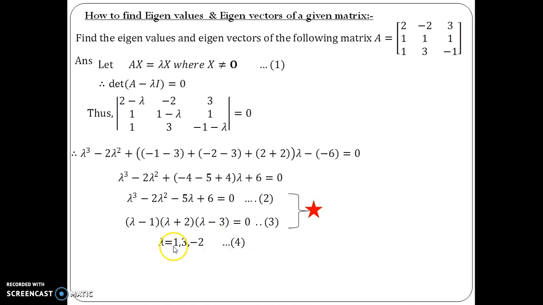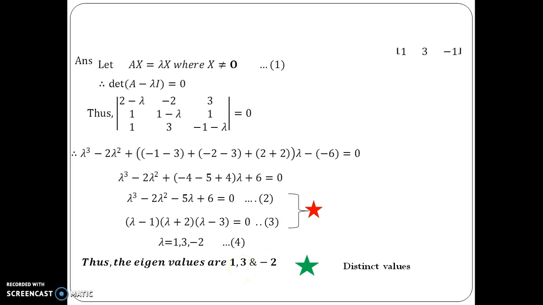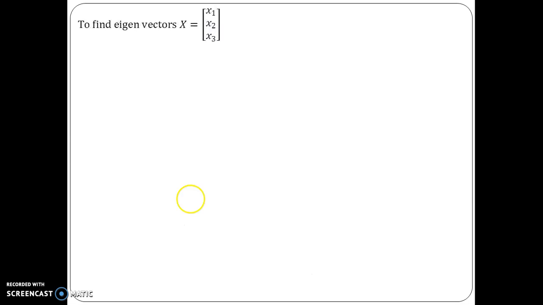Now coming back over here, lambda is 1, 3, minus 2, and so these are our eigenvalues. Having done that, we observe over here that they are distinct eigenvalues. Okay, so remember that we are having distinct eigenvalues over here. Now let us go to find the eigenvector.